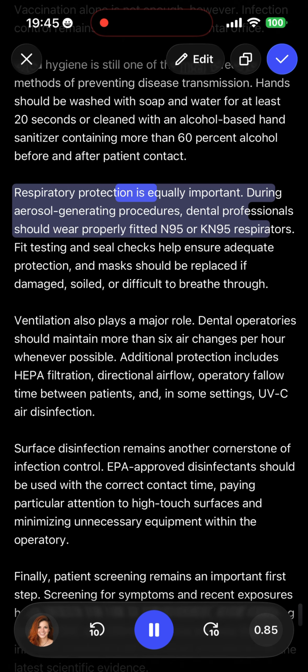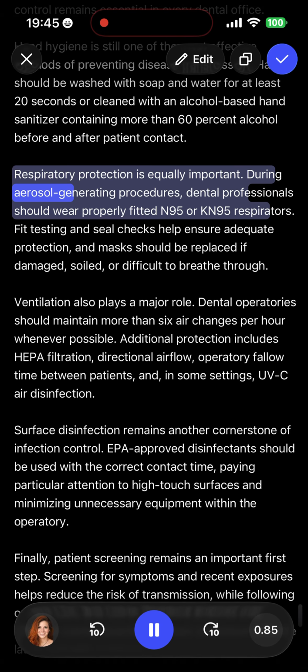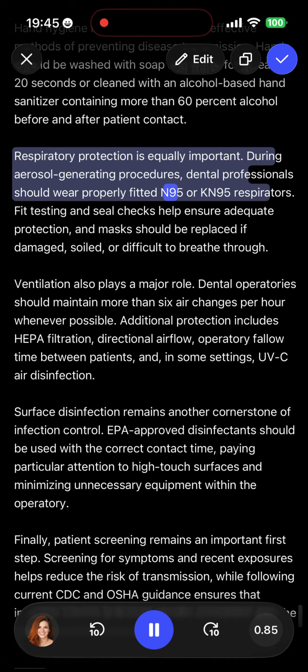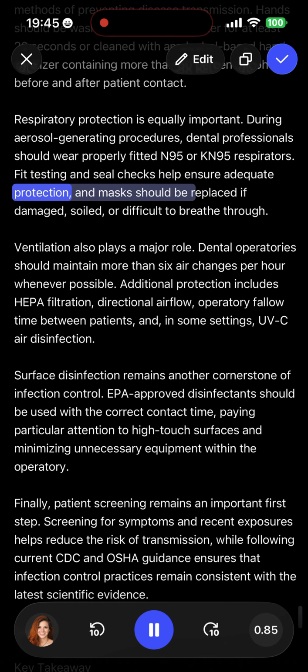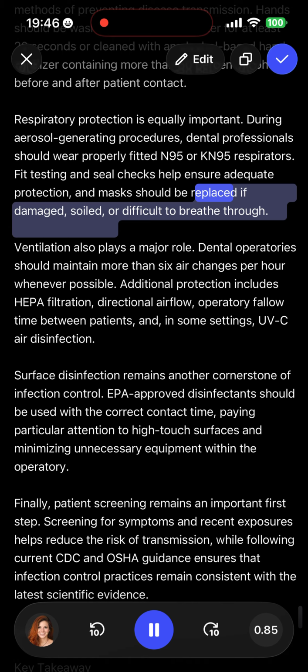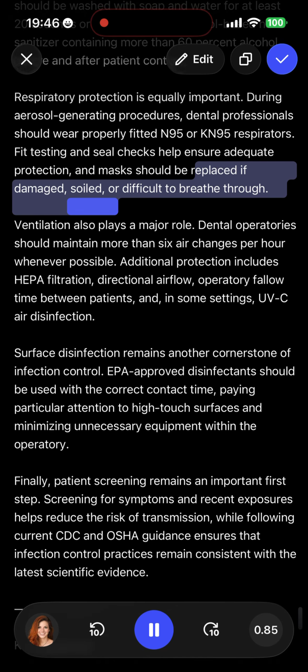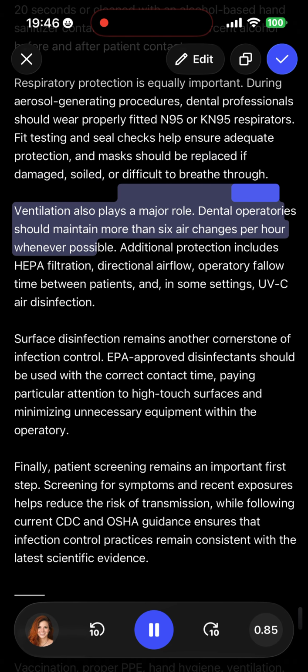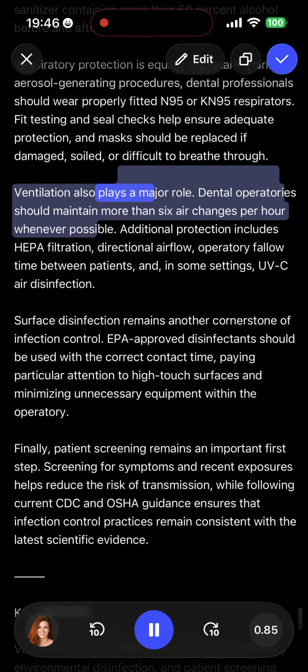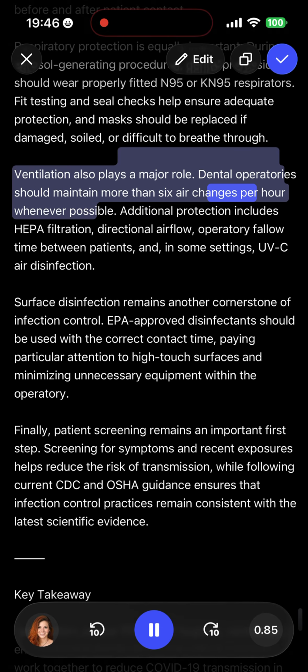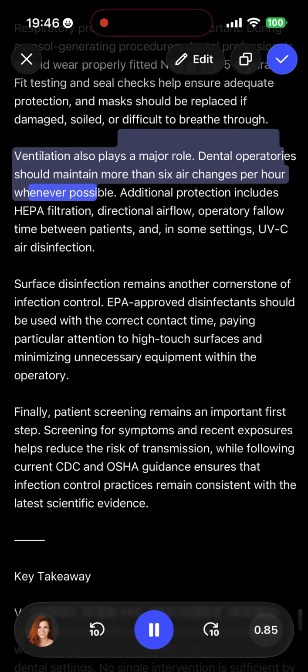Fit testing and seal checks help ensure adequate protection, and masks should be replaced if damaged, soiled, or difficult to breathe through. Ventilation also plays a major role. Dental operatories should maintain more than 6 air changes per hour whenever possible. Additional protection includes HEPA filtration, directional airflow, operatory fallow time between patients, and, in some settings, UVC air disinfection.